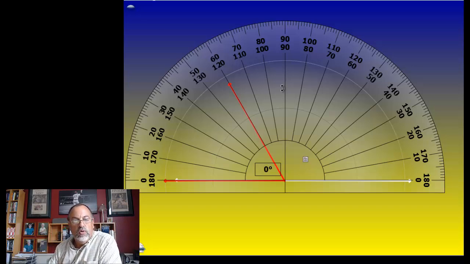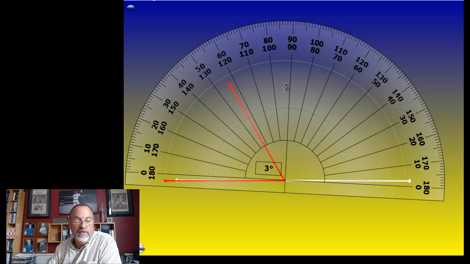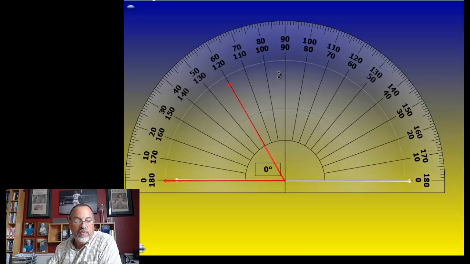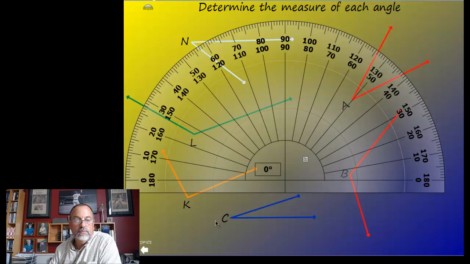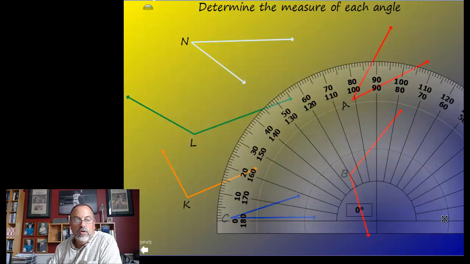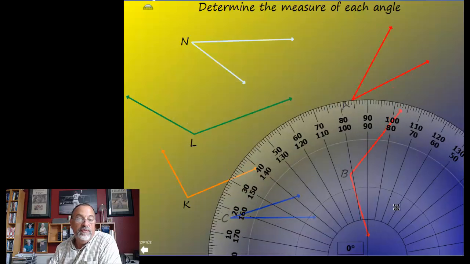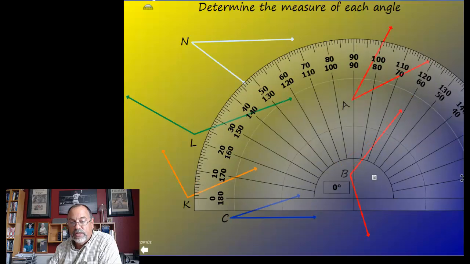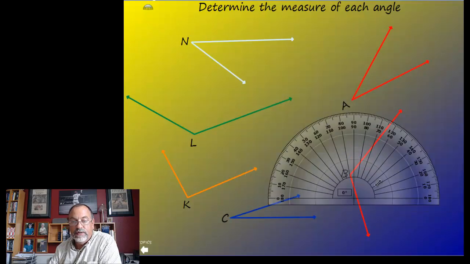Okay, so that's how you determine the measure of the angle. And again, you can do this with all types of angles, and it doesn't matter which way the angles point, because you can make your protractor do anything you want. So here are a number of different angles, so we can go ahead and measure any of these that we want. I'm going to go ahead and make this protractor a little bit smaller to help us out here.